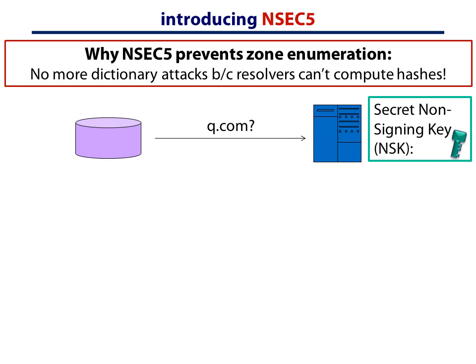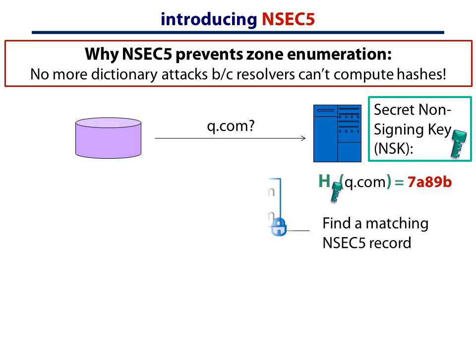Okay, so what we're going to do is we're going to give the name server a secret key that we call the NSEC5 key, NSK. And I want to emphasize that this key is different from the zone signing key. This key is not used to sign records, it's just used to do hashing. Okay, so what's going to happen is now when the query comes in, the name server is going to compute this keyed hash using this key to get this value, and find a matching NSEC5 record.